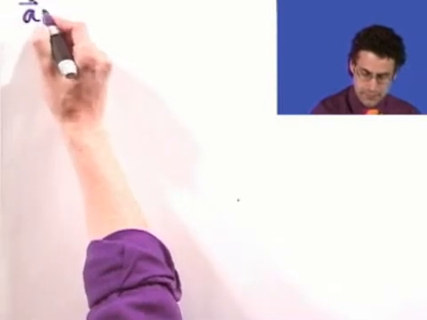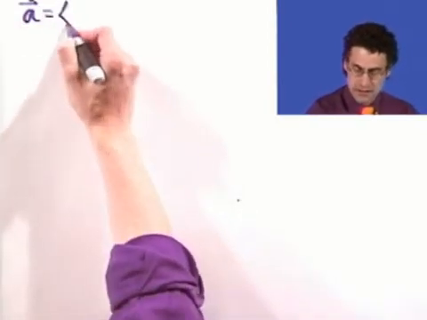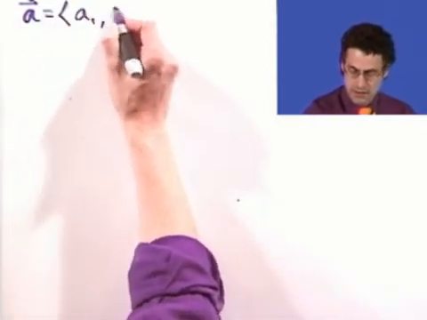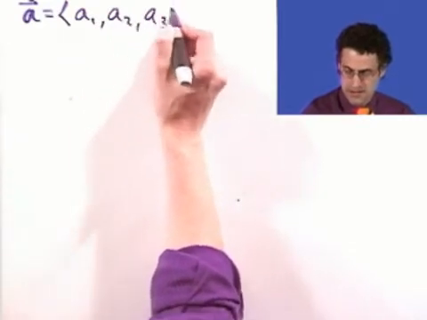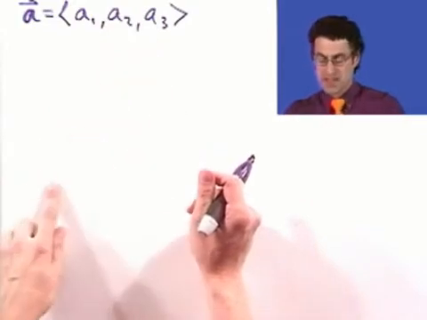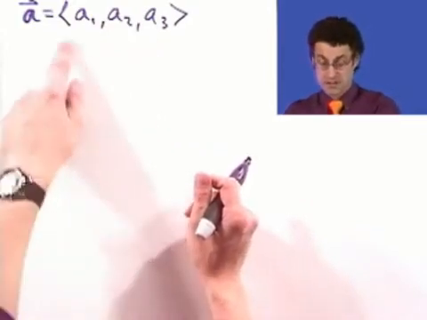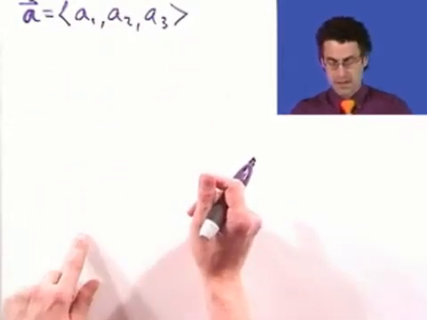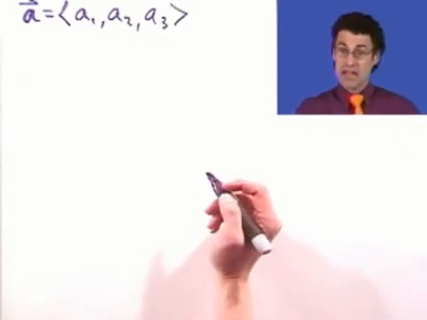Suppose that I have a vector A, and its coordinates are given by A1, A2, A3. So these are the components in the x, the y, and the z direction, understanding that I'm starting at the origin and going out to there. So these are the components of the vector A. Now, what's the length of this vector?